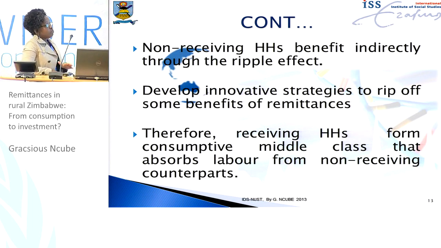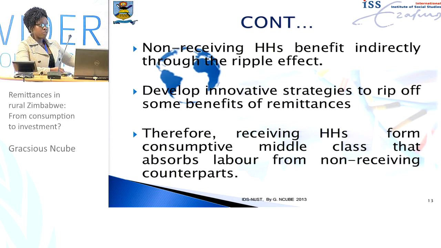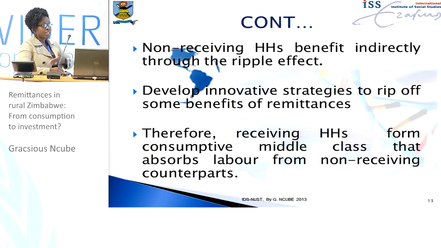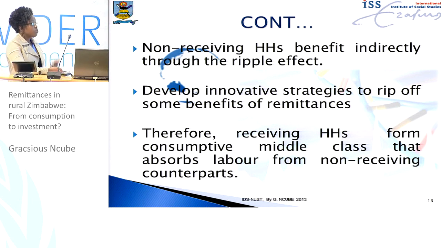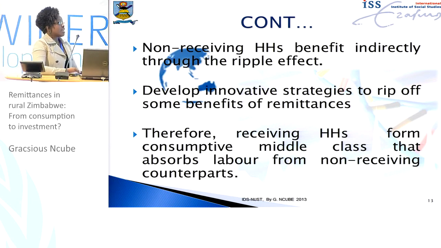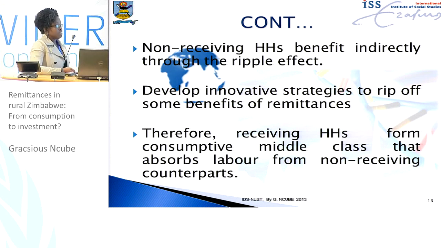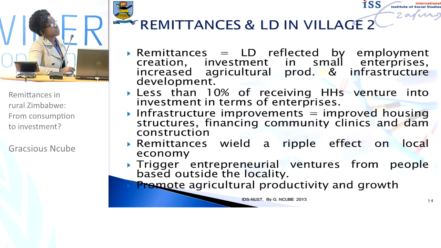And they develop innovative strategies to rip off some of the benefits of remittances by basically working for some of these receiving households to then get paid from the remittances. Therefore, receiving households form the consumptive middle class that absorbs labor from their non-receiving counterparts.